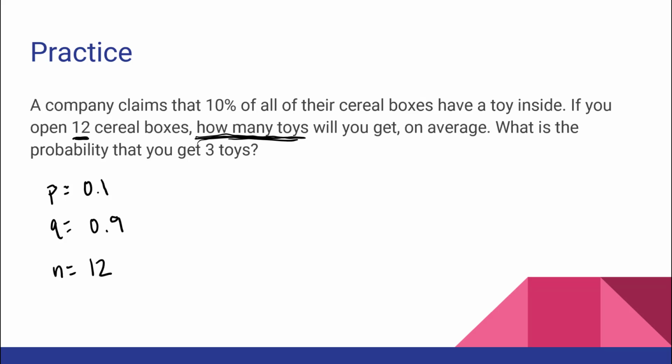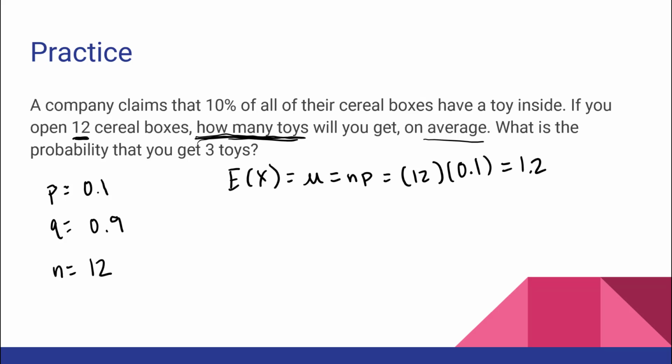Now we can answer the questions. How many toys will we get on average? You see the "on average," and that tells you that you're calculating expected value. So your E of X, or mu, for a binomial model is equal to n times p. So what is our n? That is 12 times our p of 0.1. So that is equal to 1.2 toys.